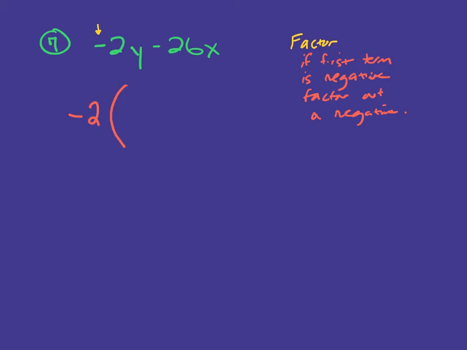Then you just want to rewrite what's left. If you look at this first term and divide by negative 2, you're just left with a y. If you take negative 26 and divide it by negative 2, be careful here. Negative divided by negative would be positive. 26 divided by 2 is 13. And we did not take out the x.